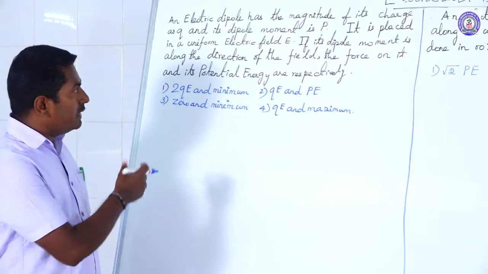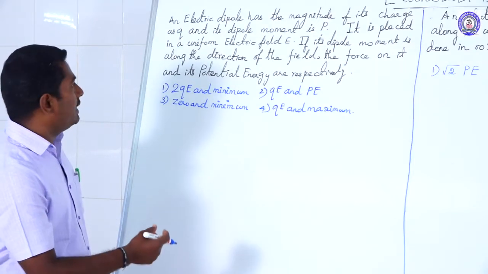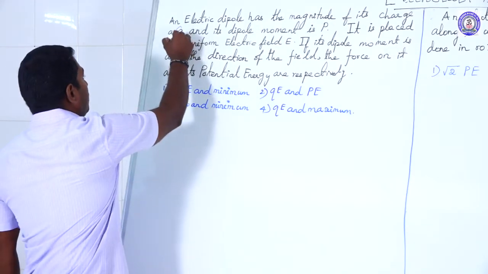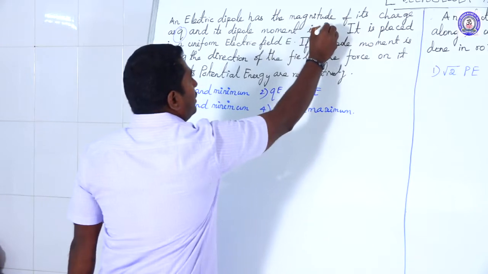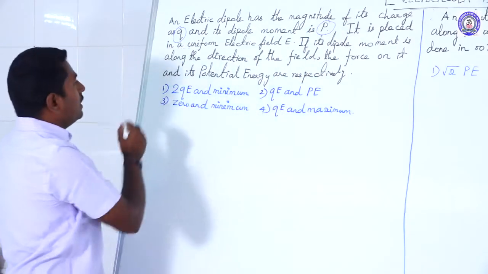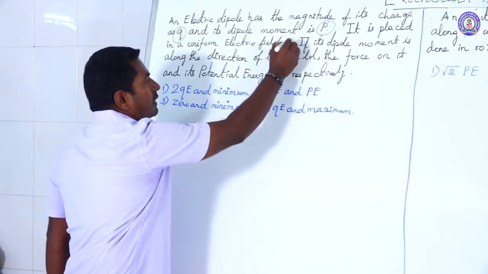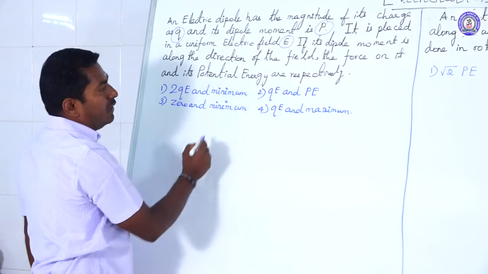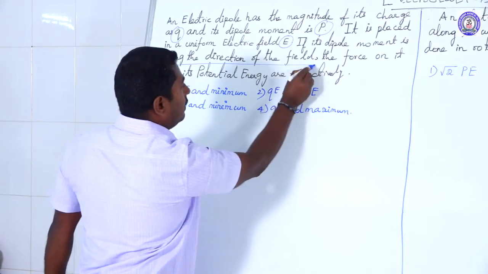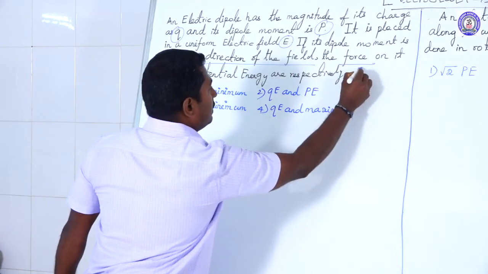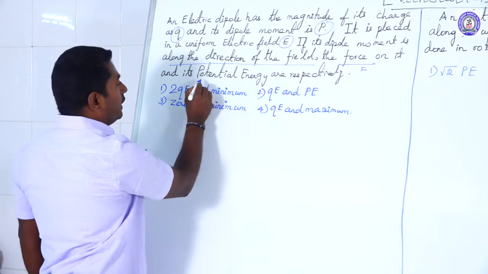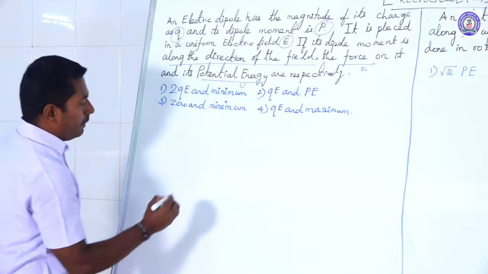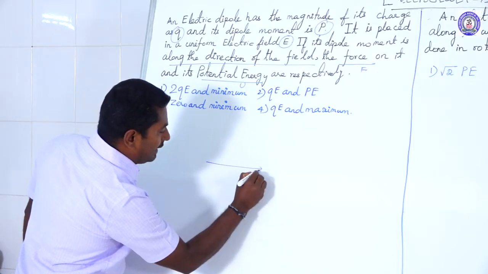So next we are going to see a few numerical problems in the electrostatics lesson. An electric dipole has charge of magnitude q and dipole moment p. It is placed in a uniform electric field of strength E. If its dipole moment is along the direction of the electric field, what are the force F acting on it and the potential energy U? First, see the direction of the electric field.